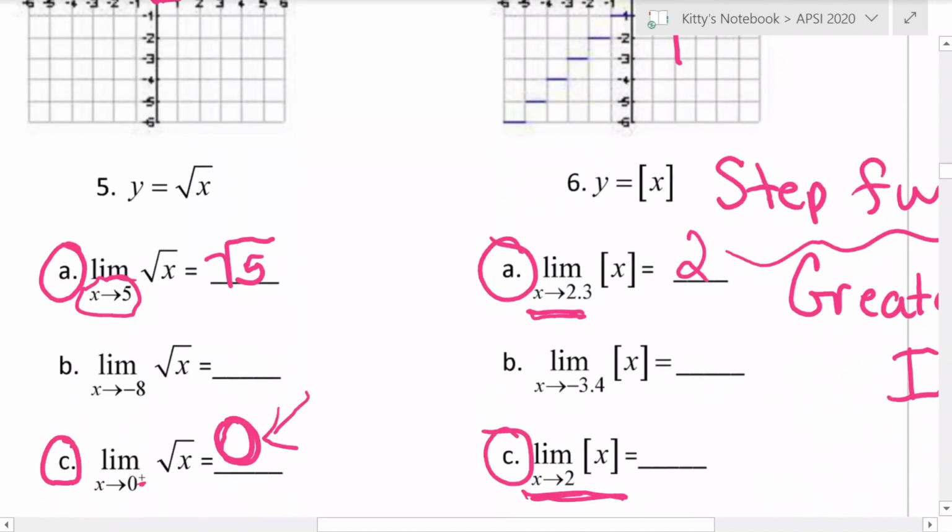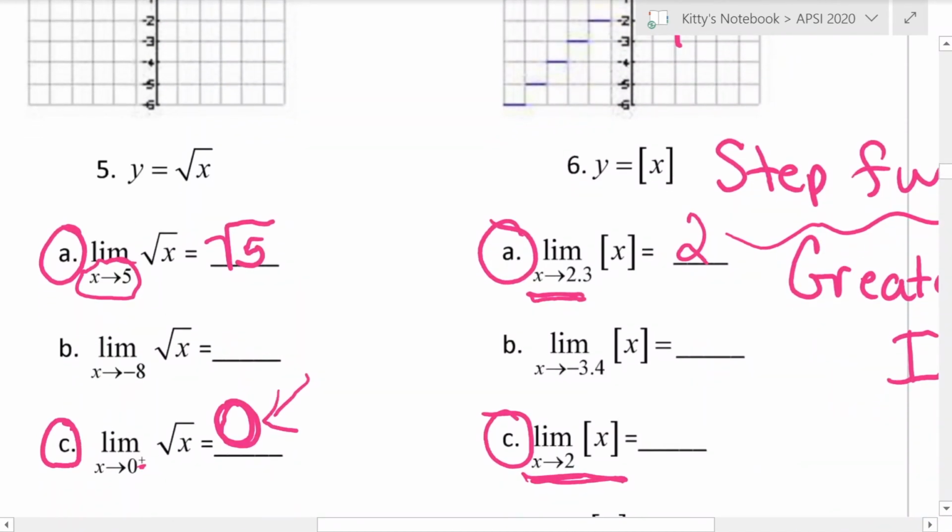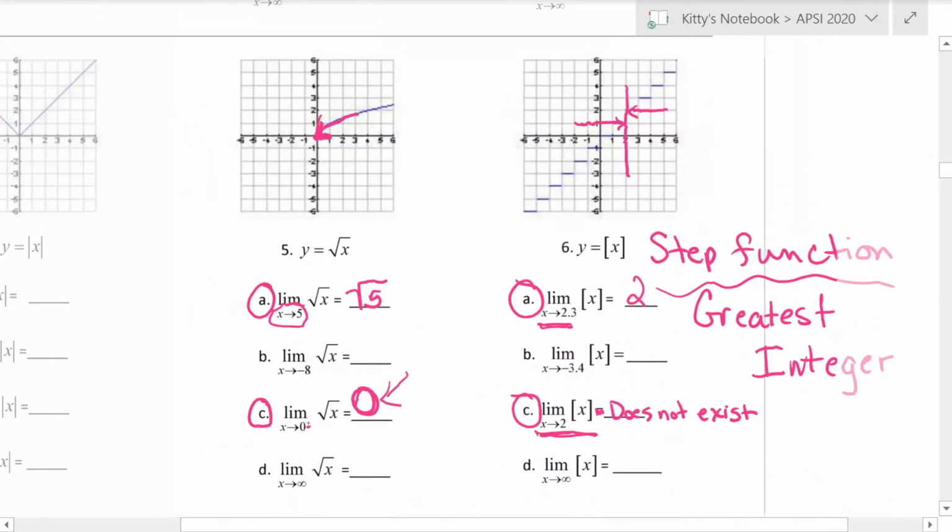So what happens if we come in from the left and the right and the values don't match? We say, and it's not really equals, but we say the limit does not exist. If the limit from the left and the limit from the right are not the same, we don't have a limit. All right, there you go.